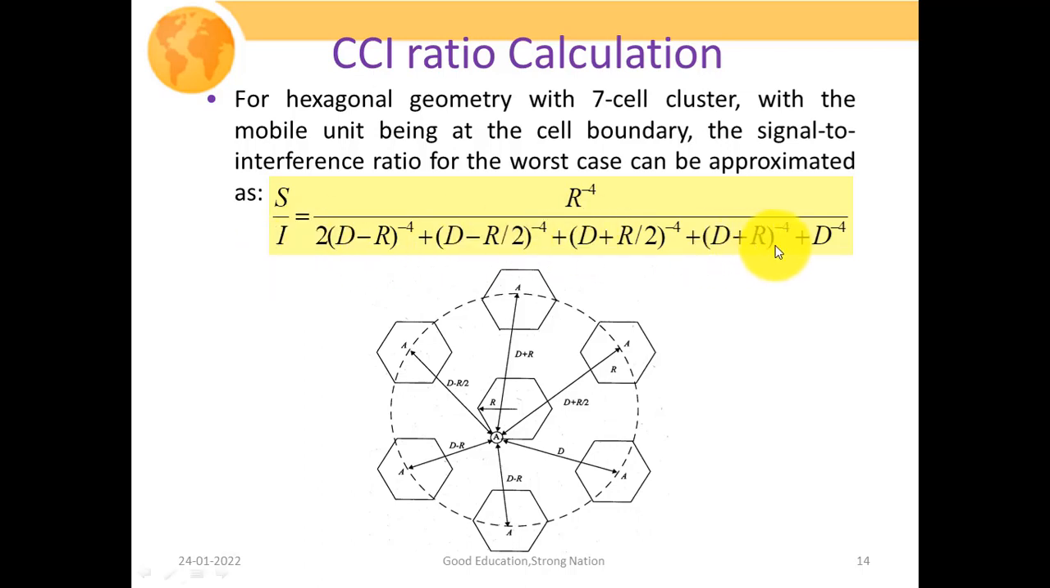Here we are considering the exponent value equal to 4, although we had already discussed that depending upon your physical scenario, its value will lie between 2 and 4. So this is how we may evaluate the signal to interference ratio for our cellular system.